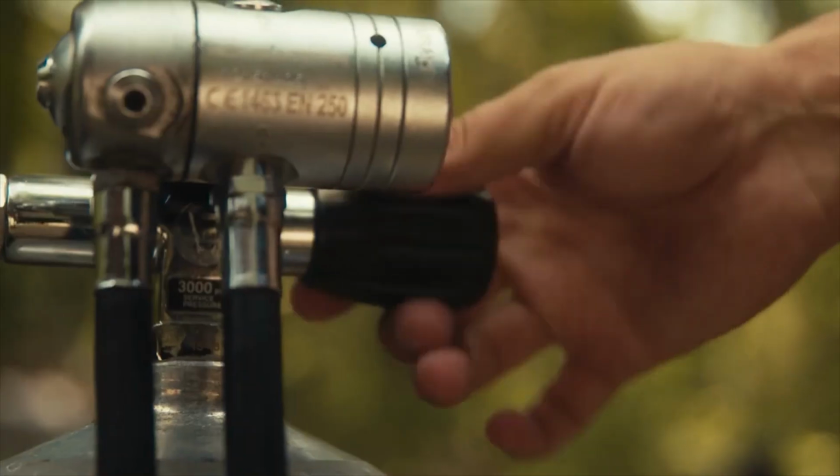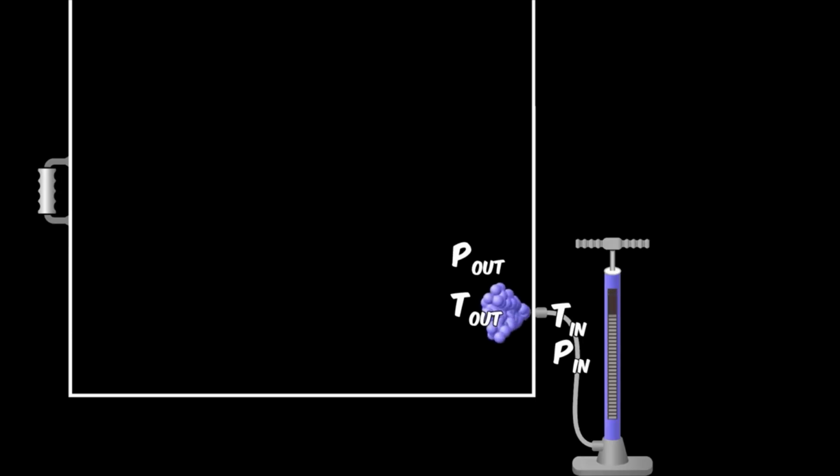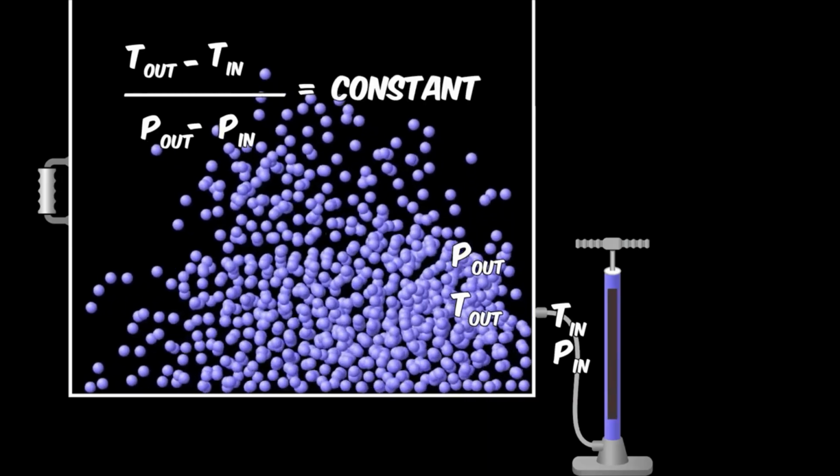As gas expands across a valve, the total energy remains constant. But that doesn't mean that the temperature doesn't change. When you open the valve, the change in temperature divided by the change in pressure is always constant. This constant is called the Joule-Thomson coefficient.